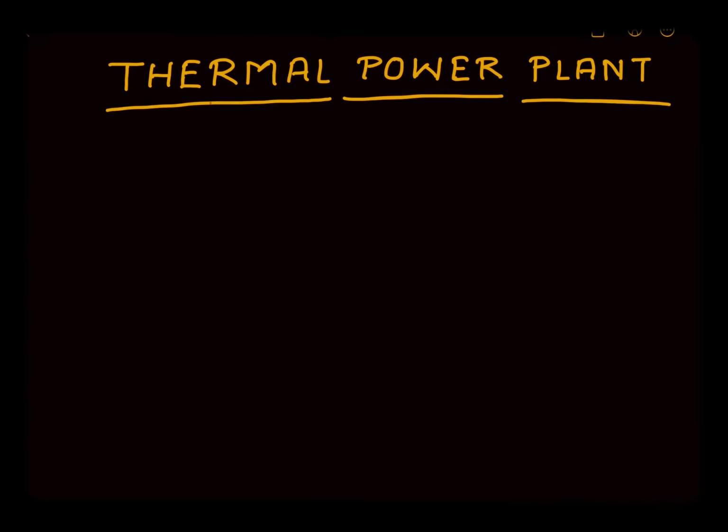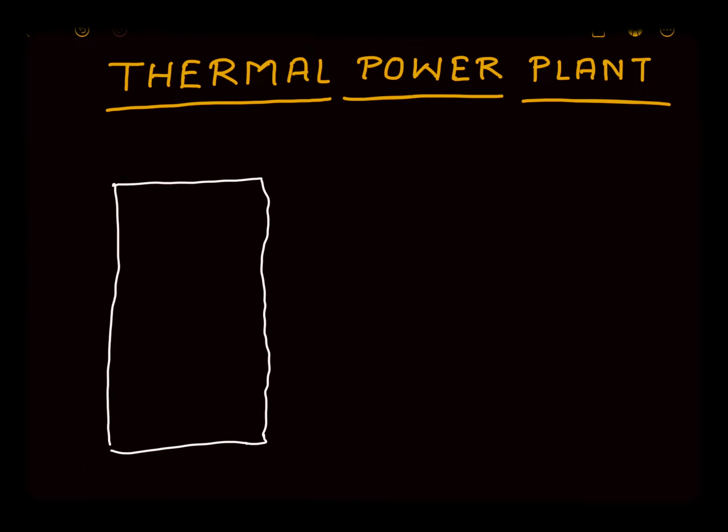Hello friends, so in this session we will try to understand the concept of thermal power plant, how it is made and how it works. So first of all, the main component of the thermal power plant is the boiler. So let us make the schematic diagram of boiler. Let's say this is our boiler. There are lots of components mounted in the boiler.